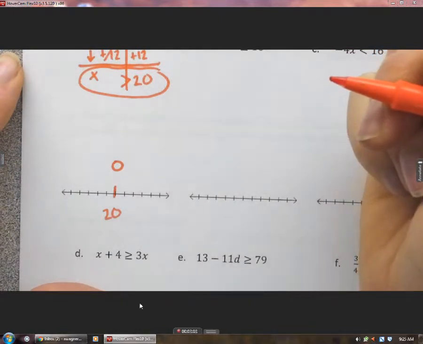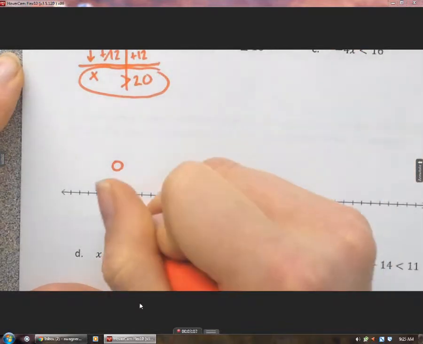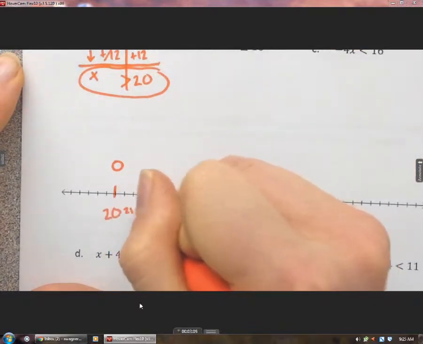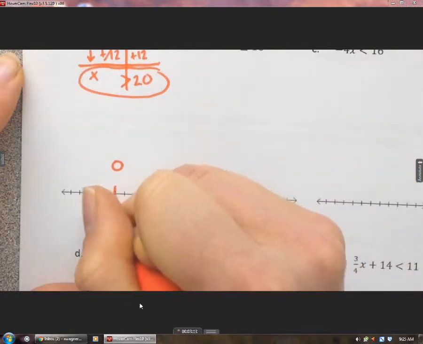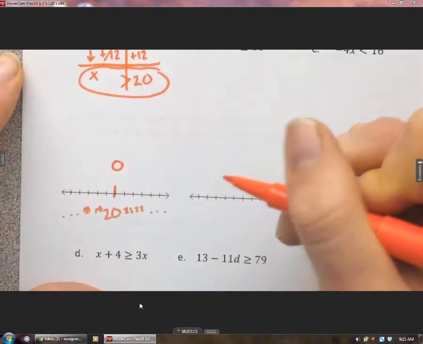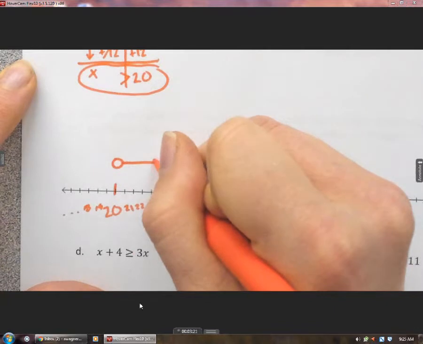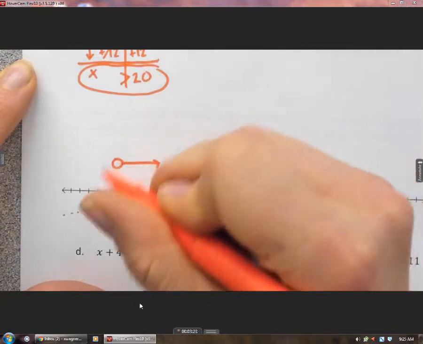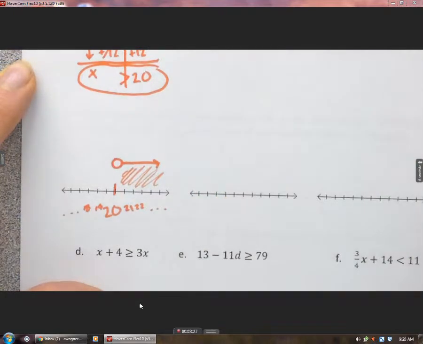And we want all the numbers that are bigger than 20. So here's like 20. I would count 21, 22, and so on this way. This would be 19, 18. Which numbers are bigger than 20? To the right or the left? To the right. That's how I graph them. Some people like to shade underneath it. That's fine if you like to. I don't really care.